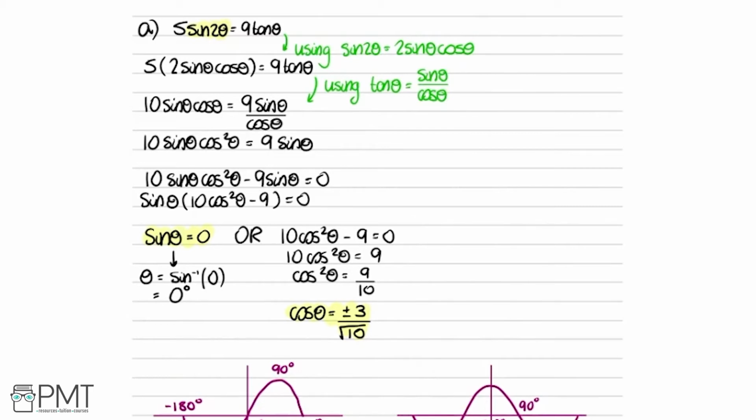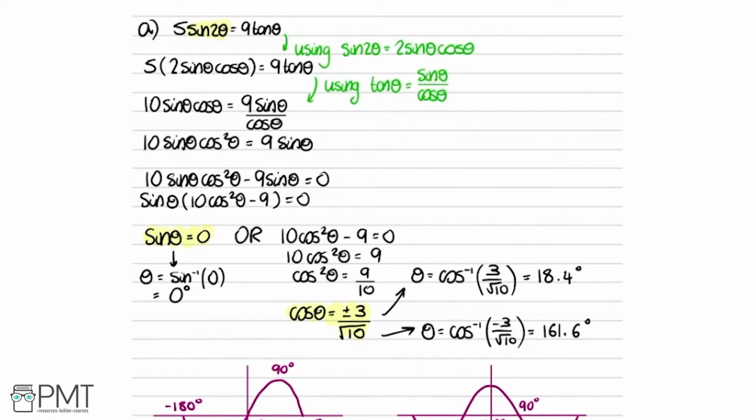I'm just going to work with the cos theta quickly now, and there are a couple of things we can do here. So theta equals inverse cos of positive 3 over root 10, or theta also equals inverse cos of negative 3 over root 10. If we put these in the calculator, and the question says to one decimal place, so we're just going to give it to one decimal place, we get 18.4 degrees and 161.6 degrees.